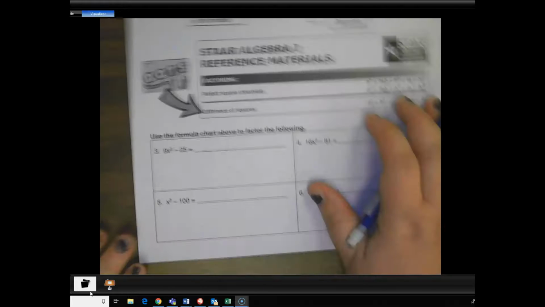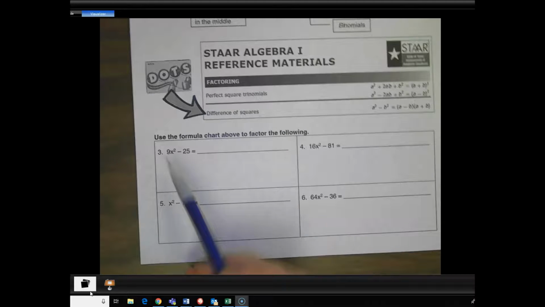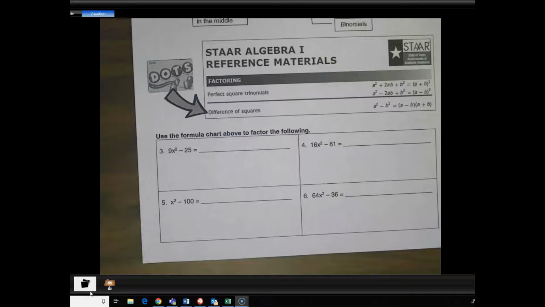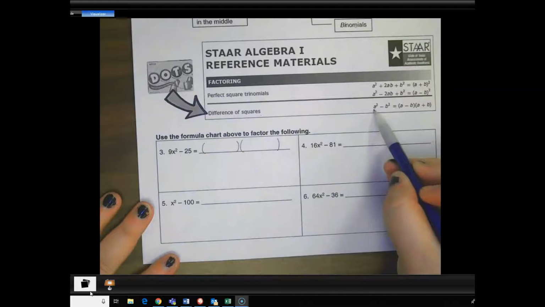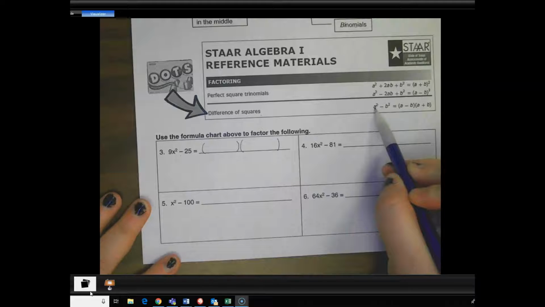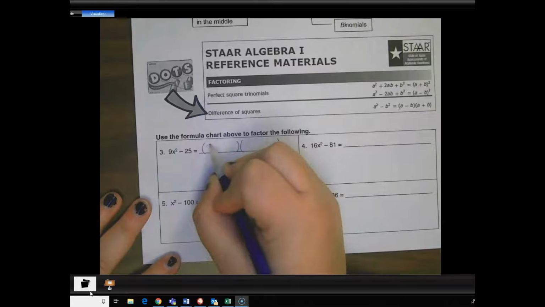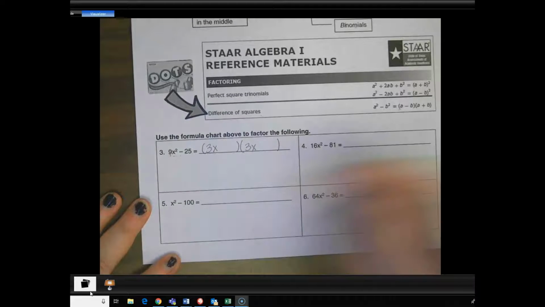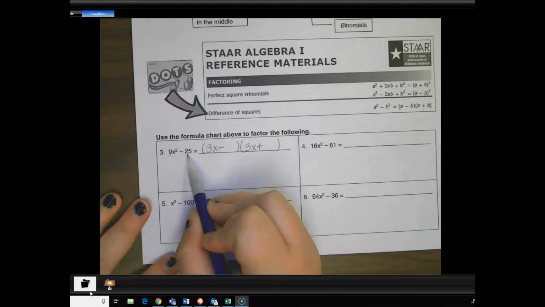So, looking at number 3. Do I have subtraction? Yes. Is it a binomial? Yes. 1, 2. Are both of my terms perfect squares? Yes. So I can use my DOTS, my difference of two squares. So I'm going to take the a squared, and what is the square root of a squared? A. So it's the square root of 9x squared. Square root of 9 is 3. Square root of x squared is x. One's going to be a subtraction, one's going to be an addition. Square root of 25 is 5.